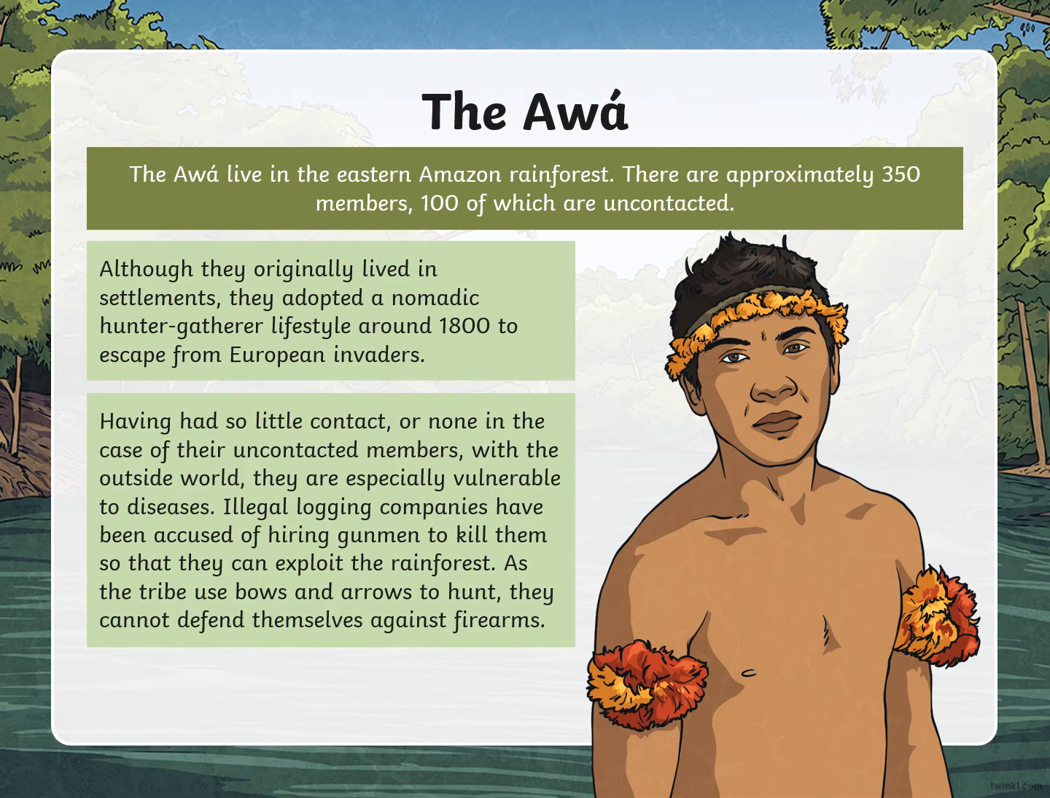Having had so little contact, or none in the case of their uncontacted members, with the outside world, they are especially vulnerable to diseases. Illegal logging companies have been accused of hiring gunmen to kill them so that they can exploit the rainforest, because we know if we're living there, they get that protection, don't they? So that's awful. As a tribe use bows and arrows to hunt, they cannot defend themselves against firearms.